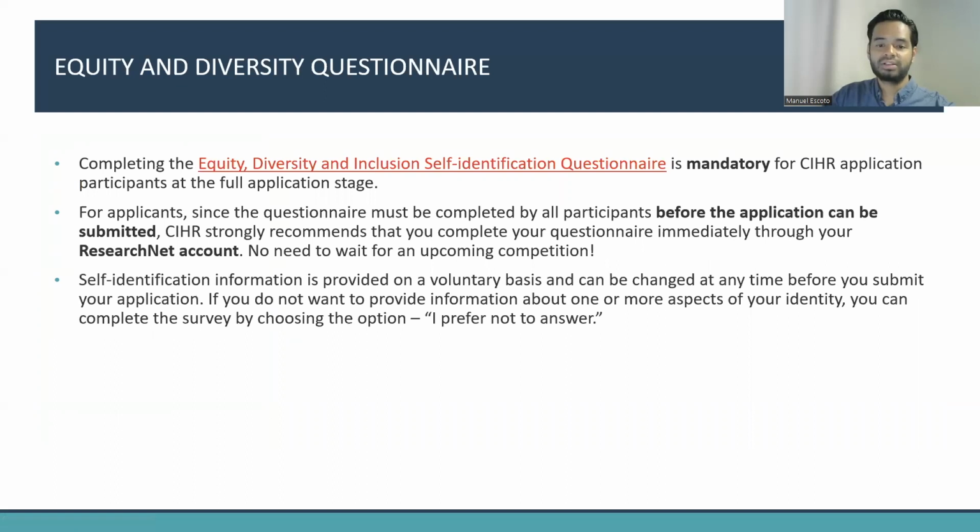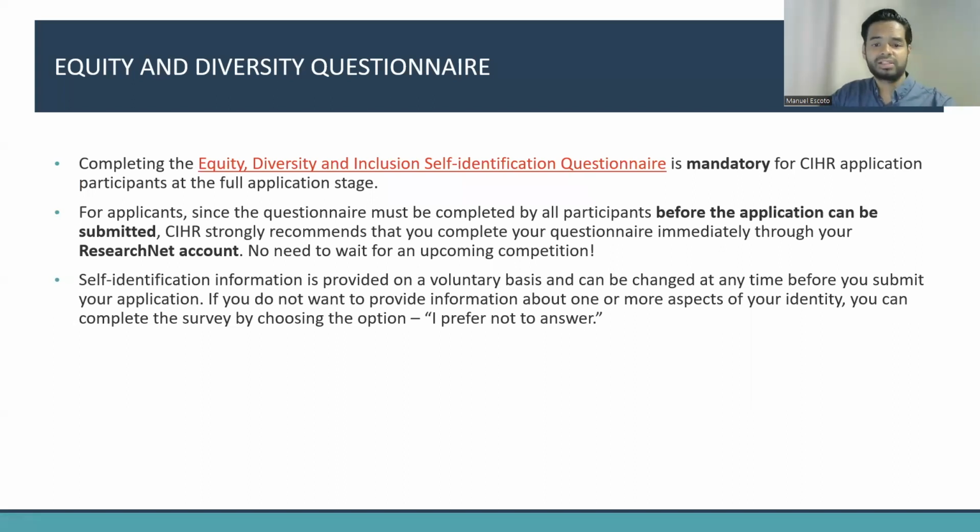Next, you're required to complete the Equity and Diversity Questionnaire. This is mandatory for all applicants. Now, for staff leading grant management, please note that you cannot submit your grant application unless all grant participants, including your PFD partners, have completed their questionnaire. Now, the good news is you can complete the questionnaire via ResearchNet. You don't need to wait until you're actively involved in a grant. So again, I recommend completing this as soon as you've set up your ResearchNet account.